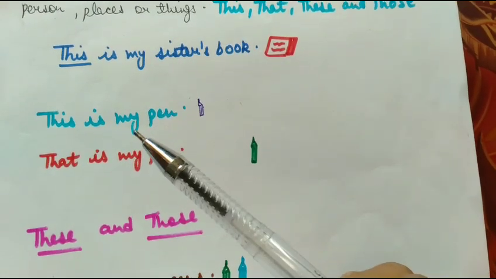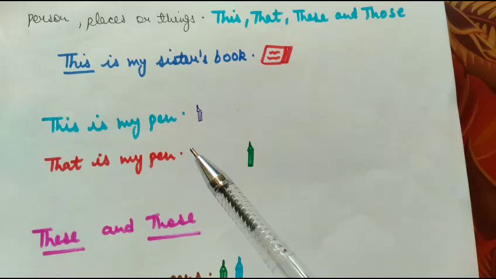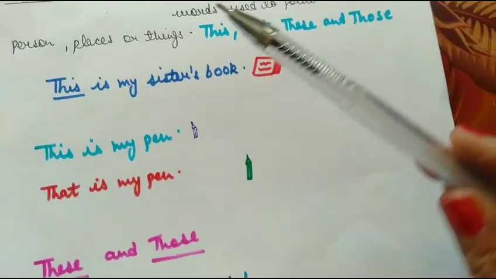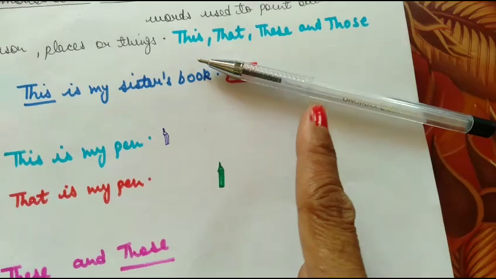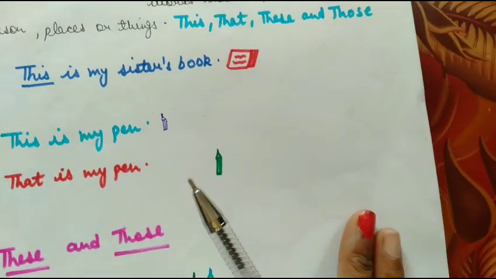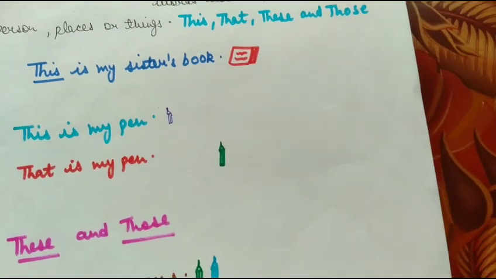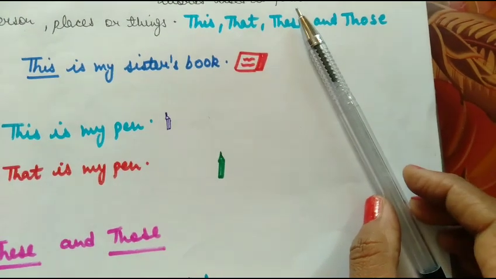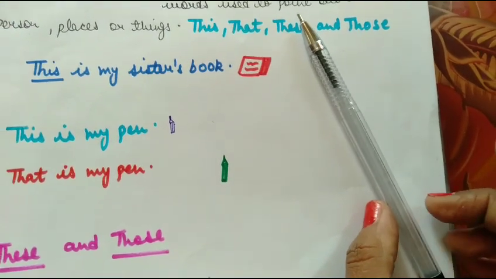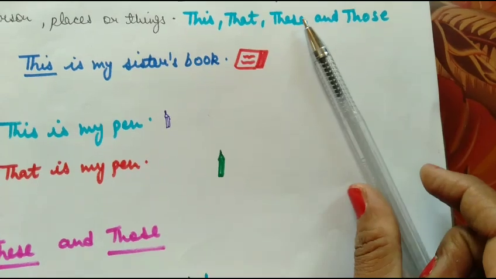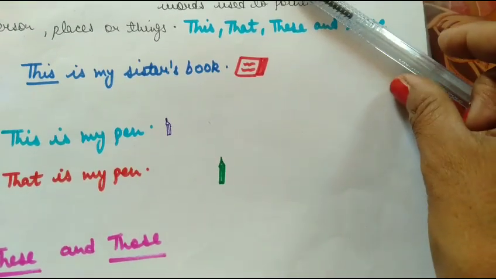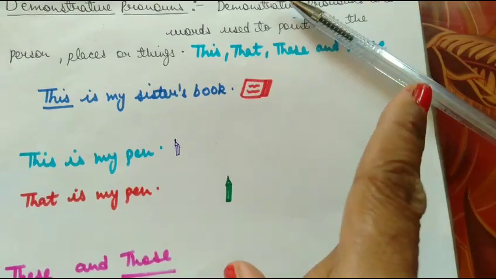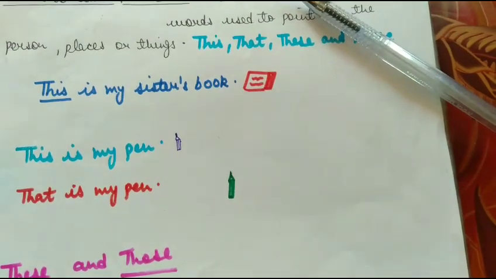Now the next sentence, that is my pen. That is also used for singular number. You all can see here, that is my pen. That is also used for singular number but indicates something that is far from the speaker. As I am keeping the pen here and I am telling you that is my pen, it is far from the speaker.